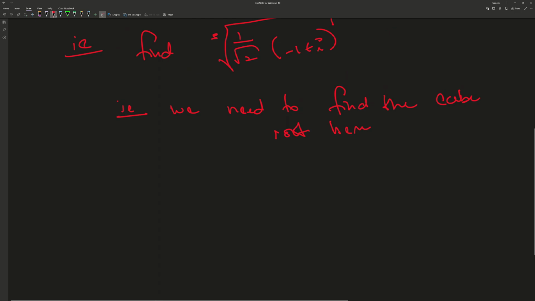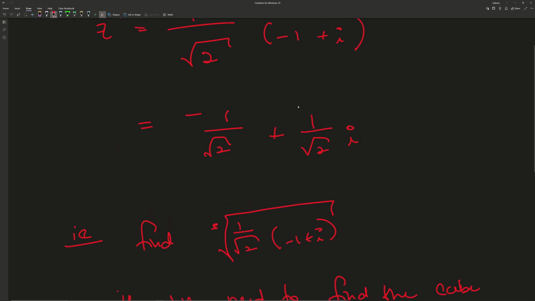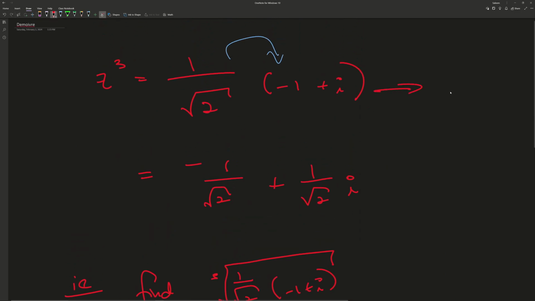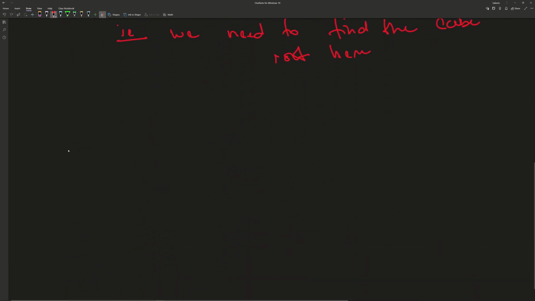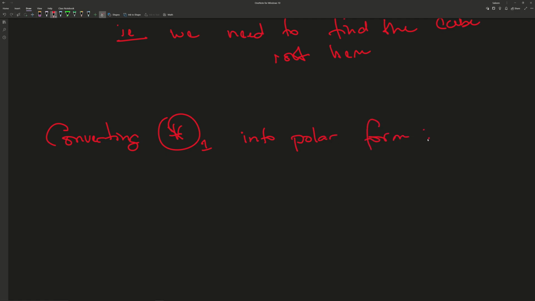So what is one of the first things to do? I'm going to convert this to polar form. So let's not skip any steps here. Let's call this star 1. Come back here now, we could say converting star 1 into polar form. How do we convert to polar form?